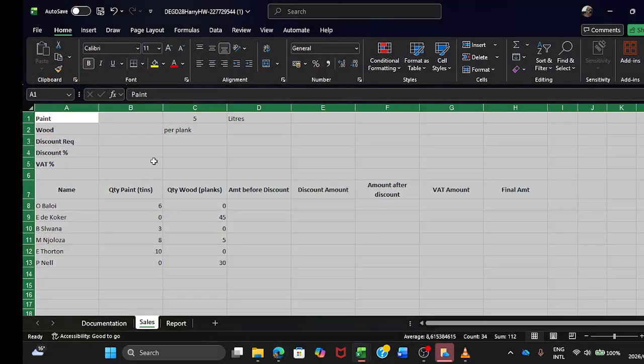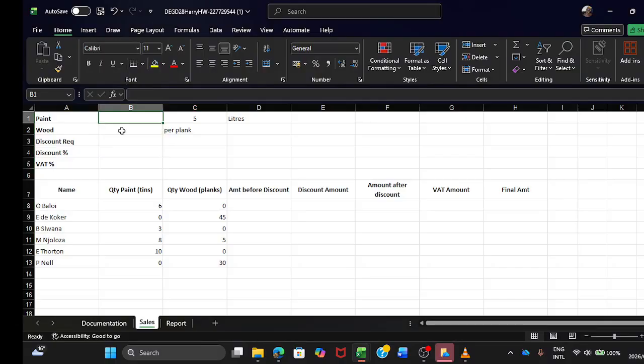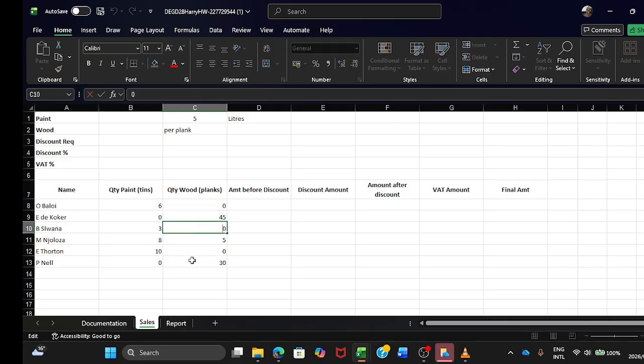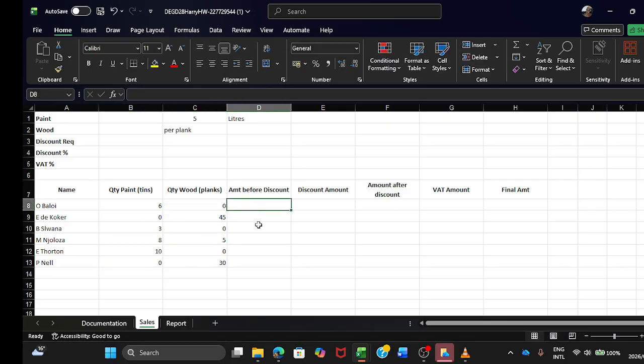This is our spreadsheet, the one that we're going to be working with. We're going to have the paint, the wood, the discount required, the discount, and the VAT. Then we are given the quantities of the paint that were bought and the quantities of the wood that were bought. The amount before discount we're going to have to calculate, and then the discount amount, which is to be given to people who have more than 300. Then the amount after discount, where we take out the discount, then add VAT, and then get our final amount.